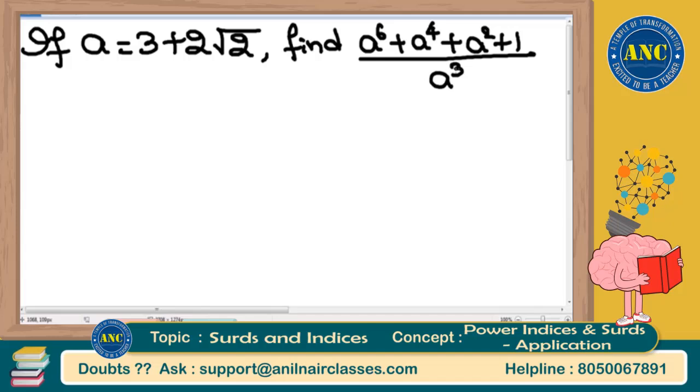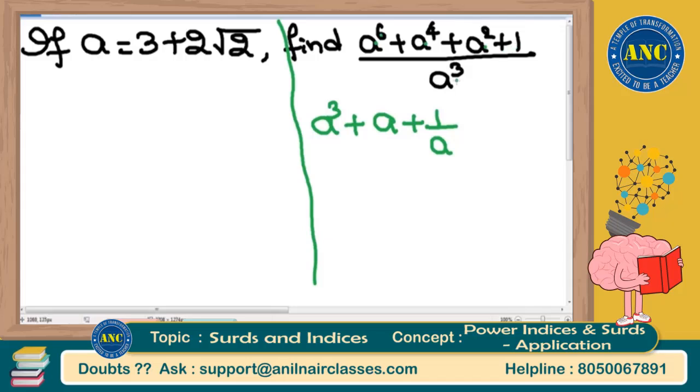Right, I need to find this value. Now see here, first of all, what is it that we need to find? This expression we need to find. Let us simplify. A power 6 by A cube is A cube. A power 4 by A cube is A. A square by A cube is 1 by A, sorry, A square by A cube is 1 by A itself.